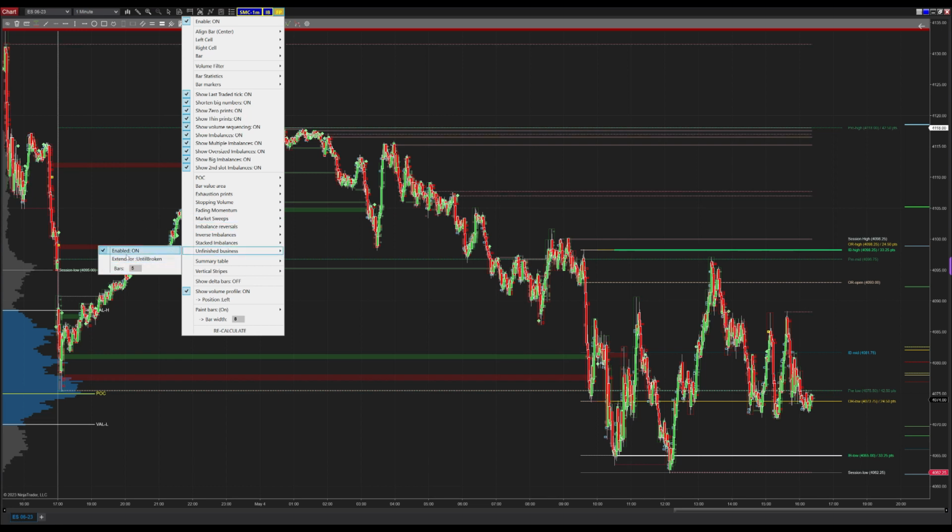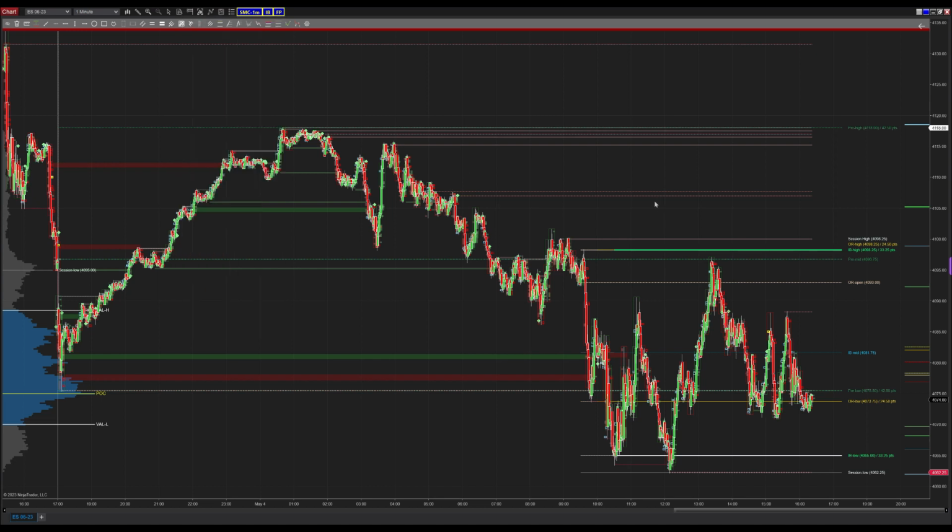My preference, I'll just say it that way, is to leave them until they're broken, because the market has a tendency to want to come back and finish the auction. When there's liquidity there, the market likes to facilitate trade. So I will leave them extended until broken. So here you see a couple of examples until broken.